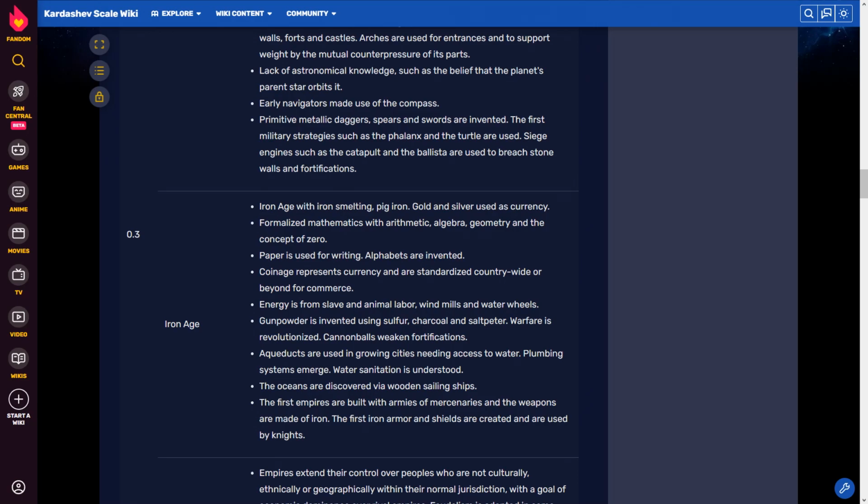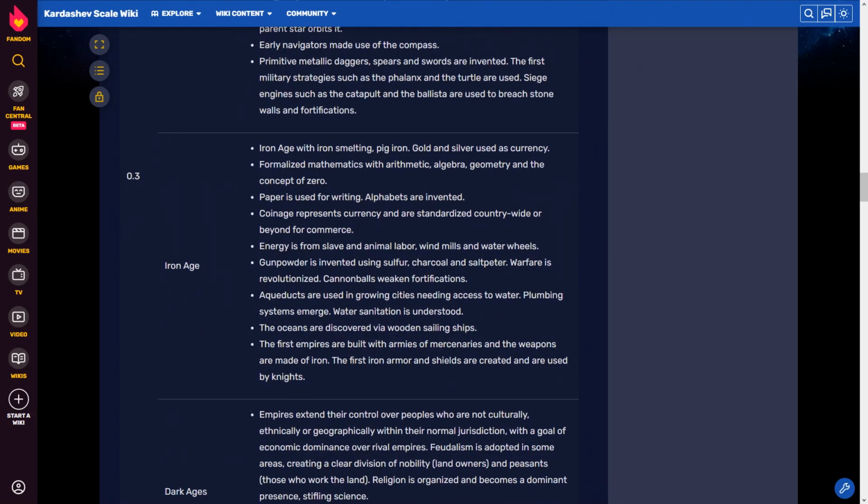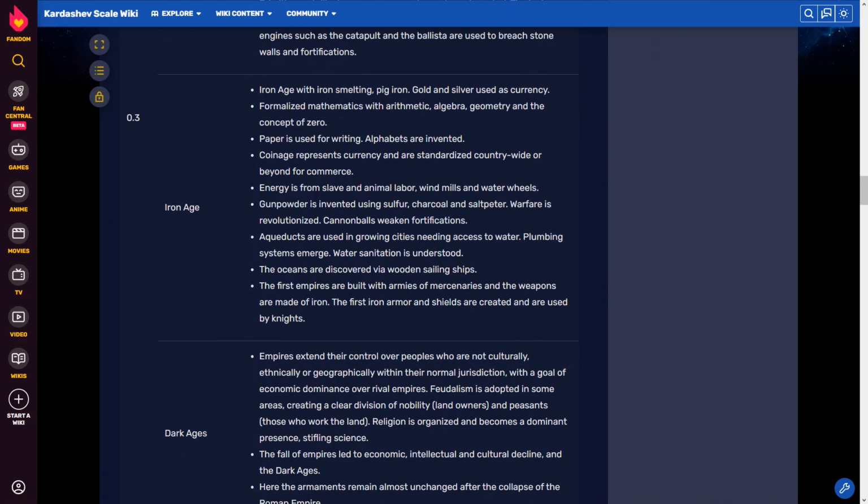Early navigators made use of the compass. Primitive metallic daggers, spears, and swords are invented. The first military strategies, such as the phalanx and the turtle, are used. Siege engines, such as the catapult and the ballista, are used to breach stone walls and fortifications.